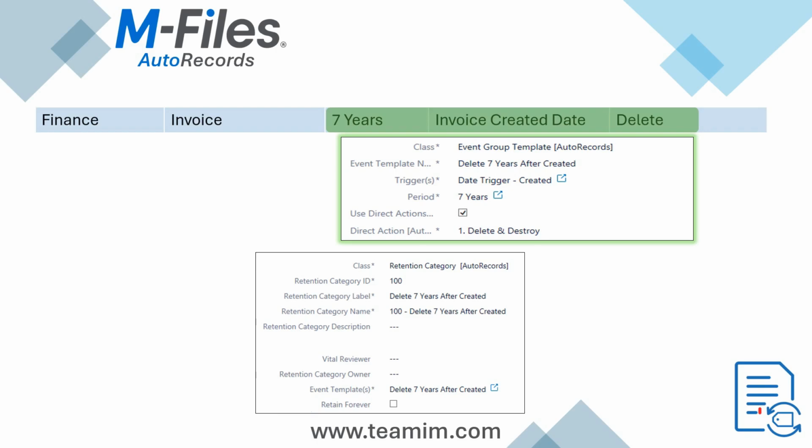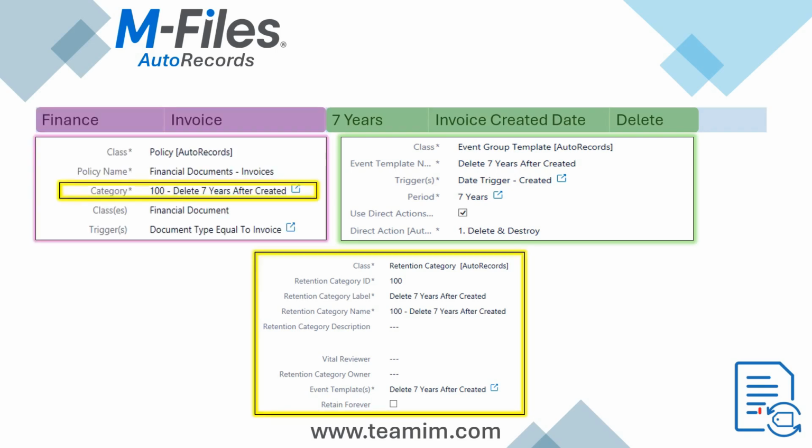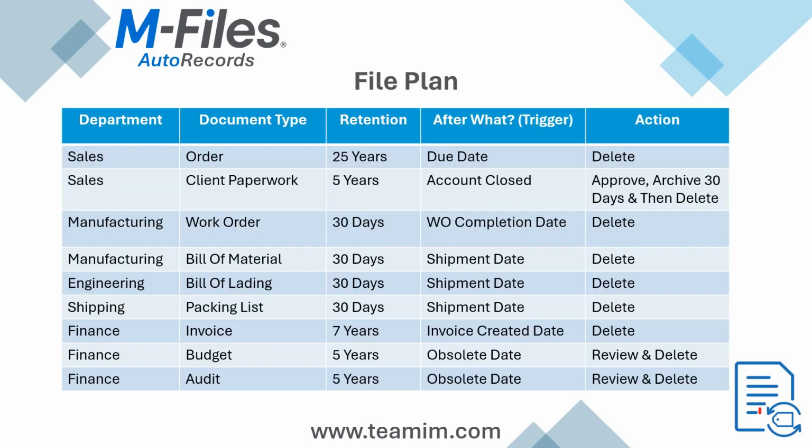Our retention category is now defined, and we can use it in our policies. The policy references the retention category, and the retention category schedules one or more events for each file in the policy. With the policy, retention category, and event template in place, our invoices are set up in records management. With one final look back at our file plan, we can see how retention gets assigned in M-Files.